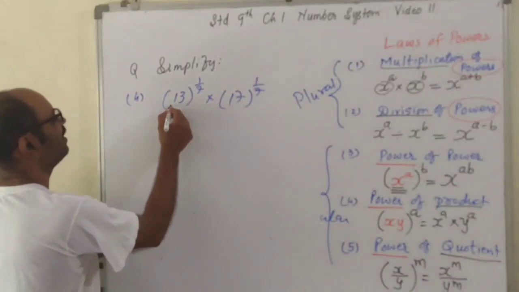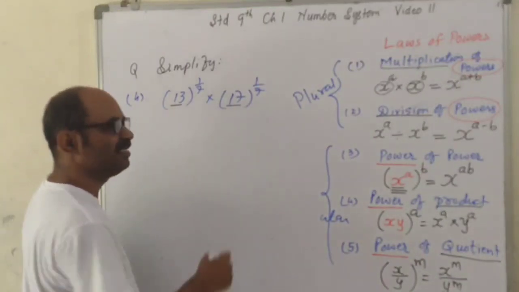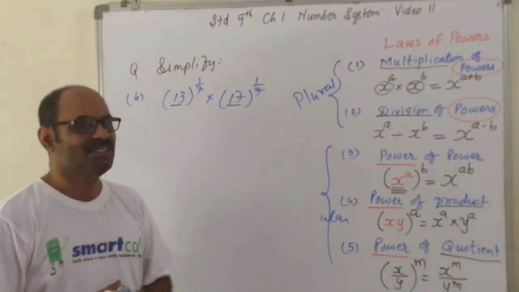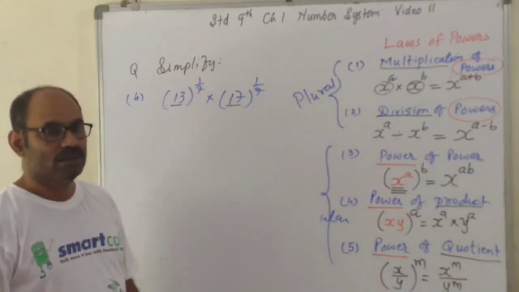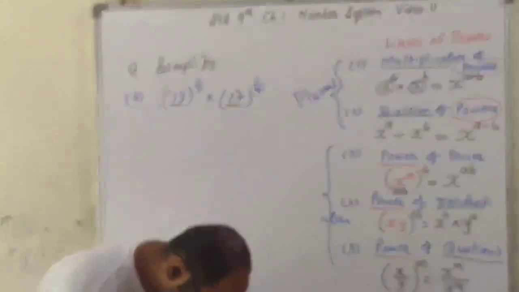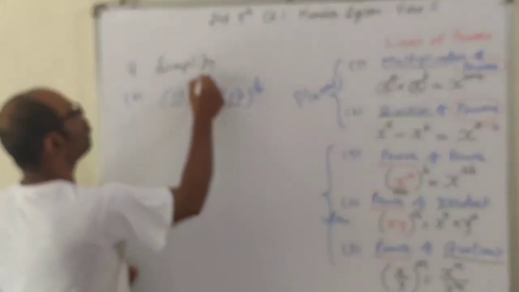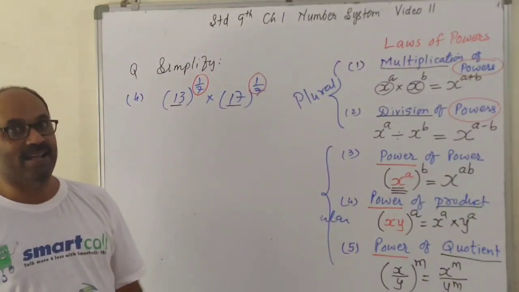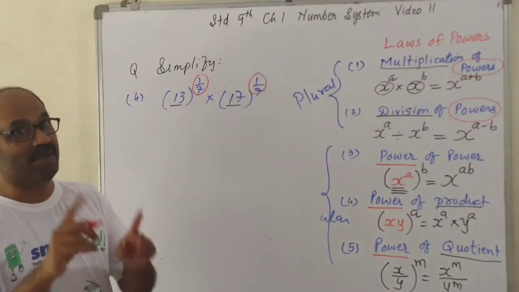Here base is 13 and here base is 17. Same base नहीं है, like base नहीं है. So you can't use that law. तो क्या करें? तो एक चीज ऑब्जर्व करो. You have common index. दोनों का index common है. Both of them have the same index.